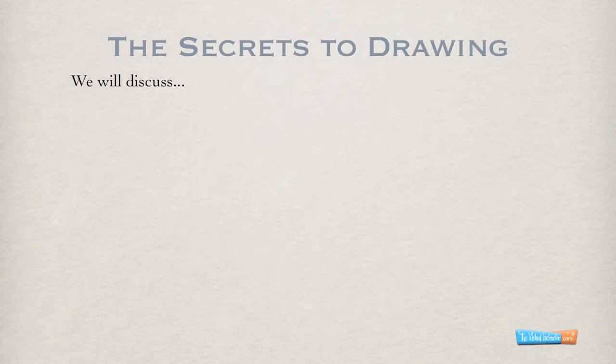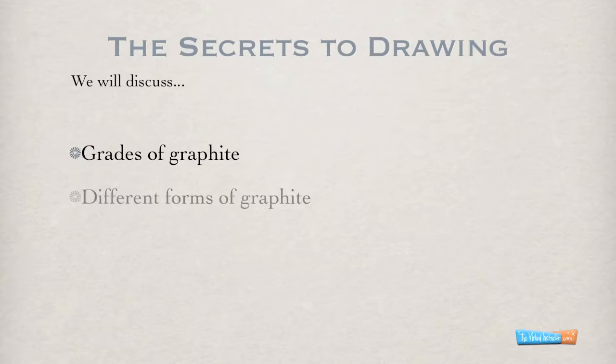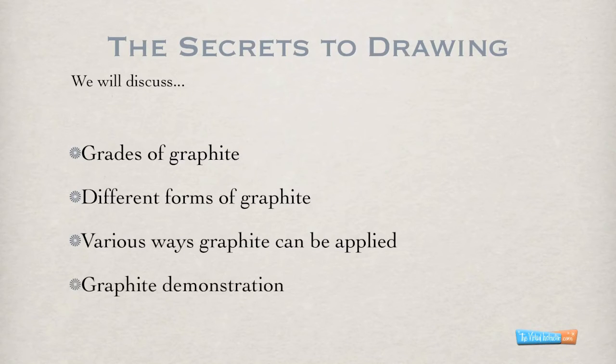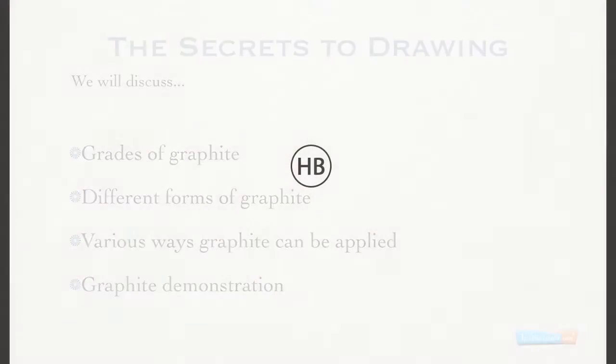In this video, we'll discuss different grades of graphite and the different types of marks that they make. We'll also take a look at different forms of graphite. We'll also take a look at various ways graphite can be applied to a surface, and we'll finish up with a short graphite demonstration. First, let's explain the different types or grades of graphite.